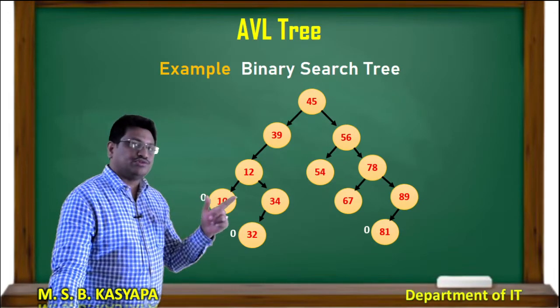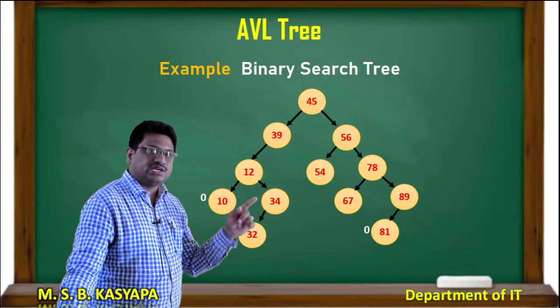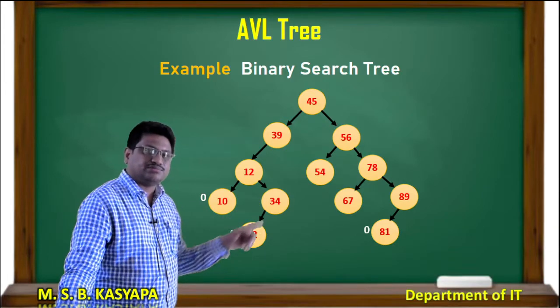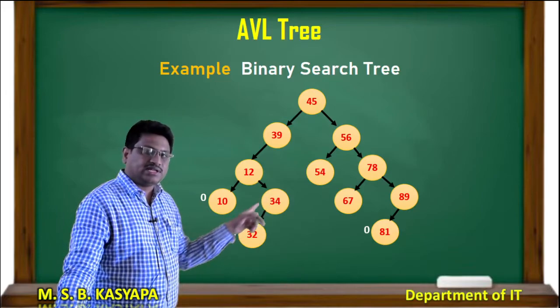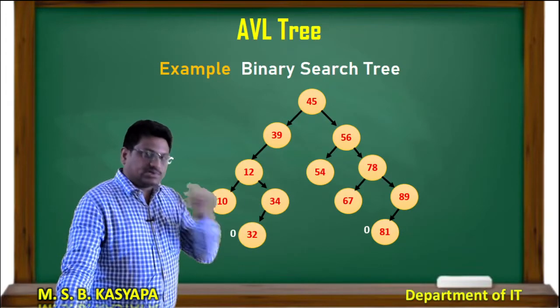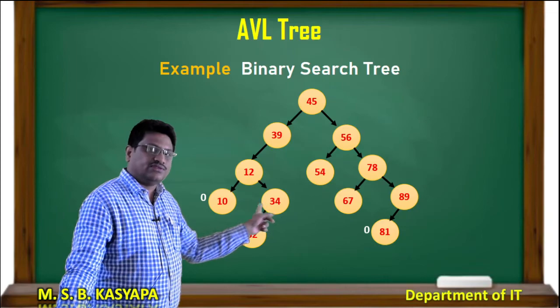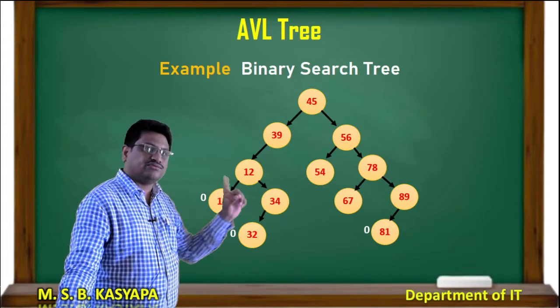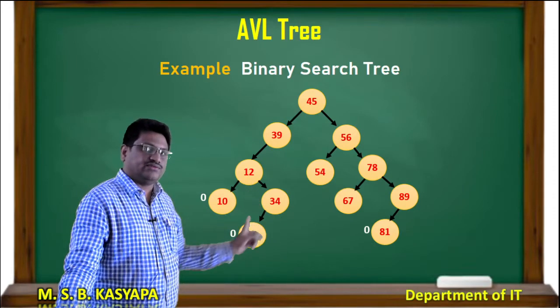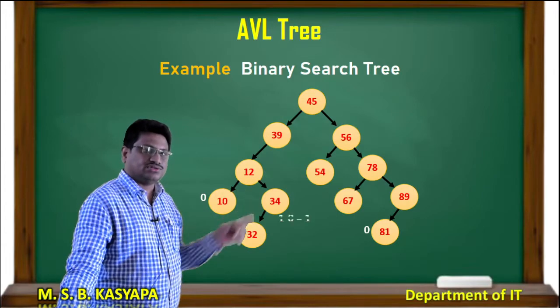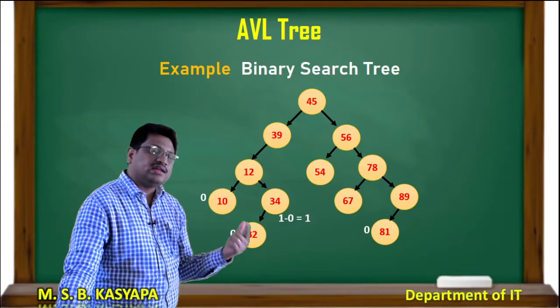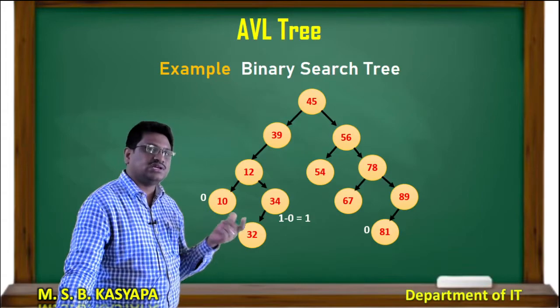Now let's move to 34. In 34, you can see it has a left subtree. What is the height? Height means the number of edges. From 34 to 32, the number of edges is 1. Am I right? 34 to 32, the number of edges is 1. So 1 minus, and on the right side I don't have any child, so that means 1 minus 0.